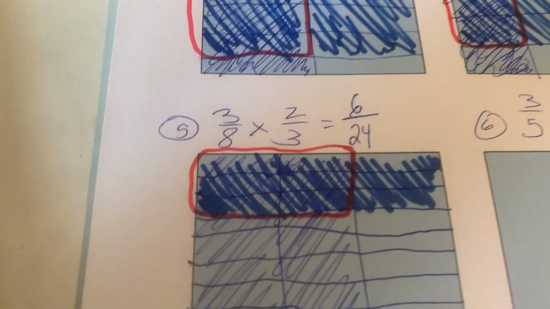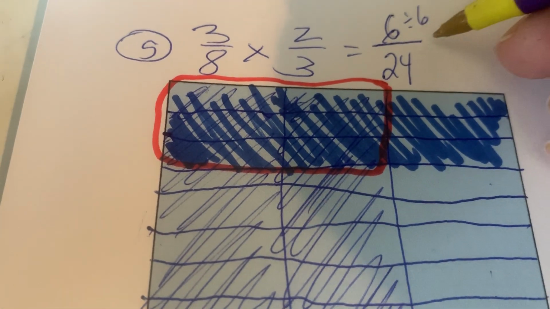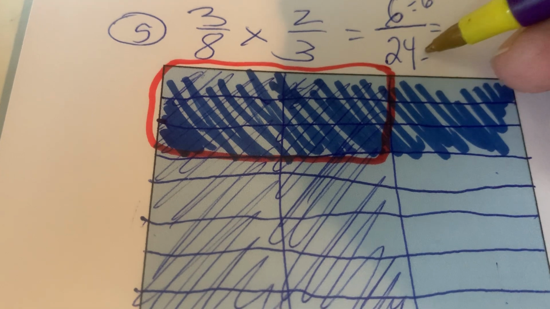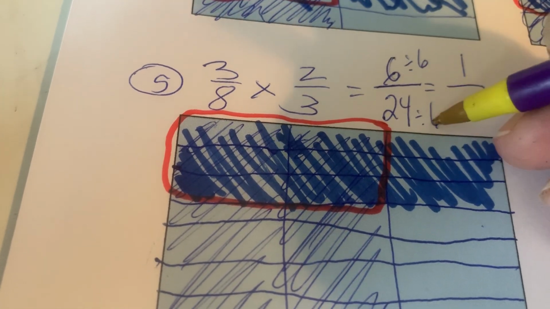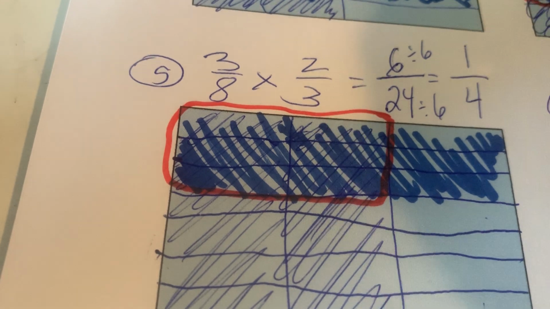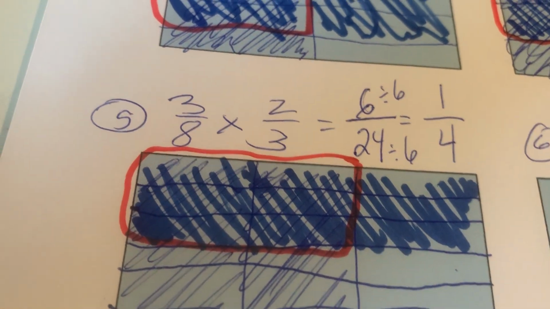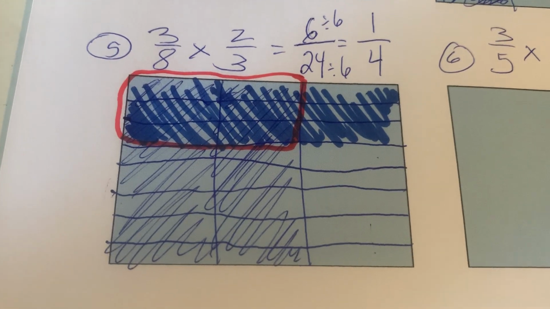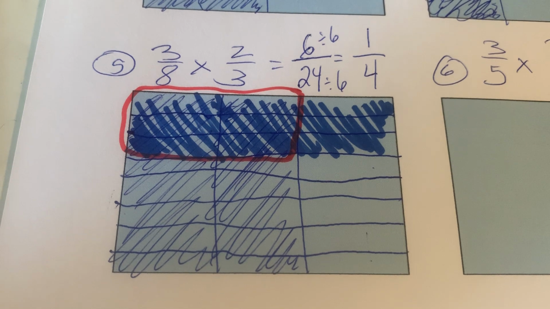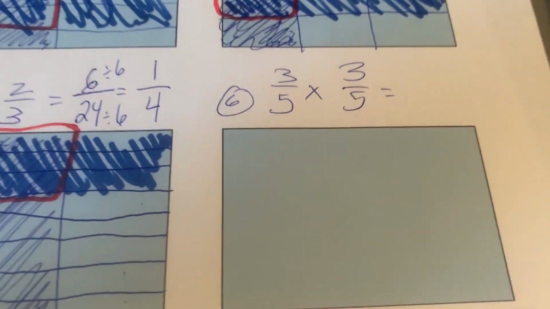Again, I have 6/24, which I know has a common factor of 6. So I'm going to divide by 6. 6 divided by 6 is 1. 24 divided by 6 is 4. So we have 1/4 as our final answer. And if you look, there you go. 6/24 equals 1/4.